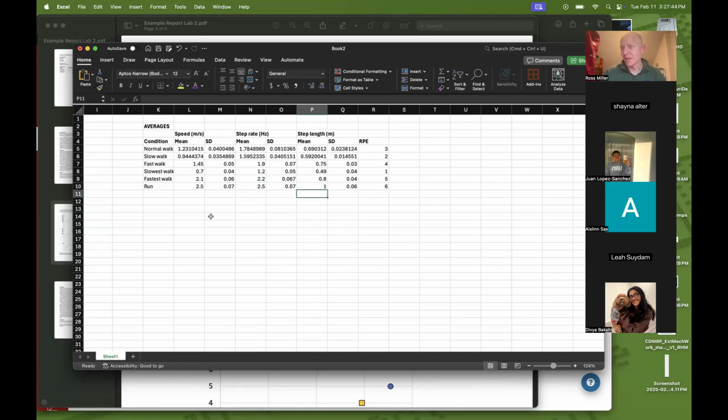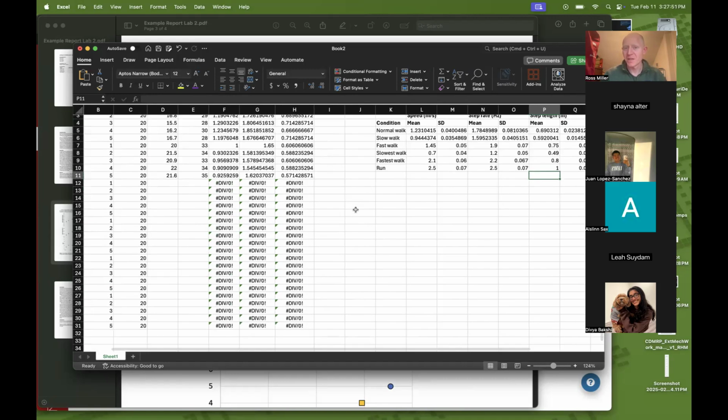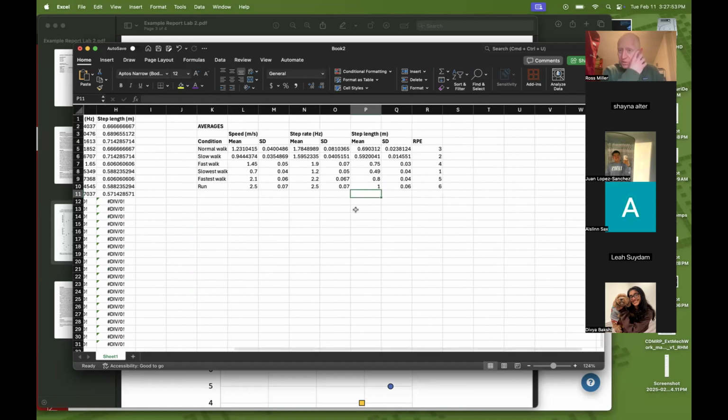Okay. Again, I'm just making up numbers there just to populate the chart here, but you'll actually calculate those from your values over here that you measured in the experiment. Okay, when you get all of your means and standard deviations for all the conditions for speed, step rate, and step length, that's then when you will make the graphs from these data that you then put in your report.